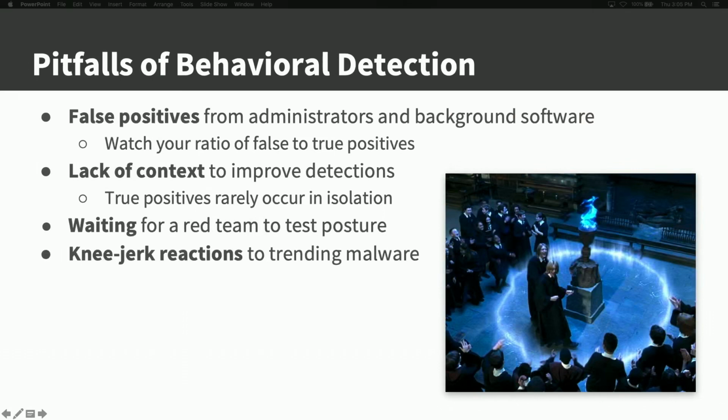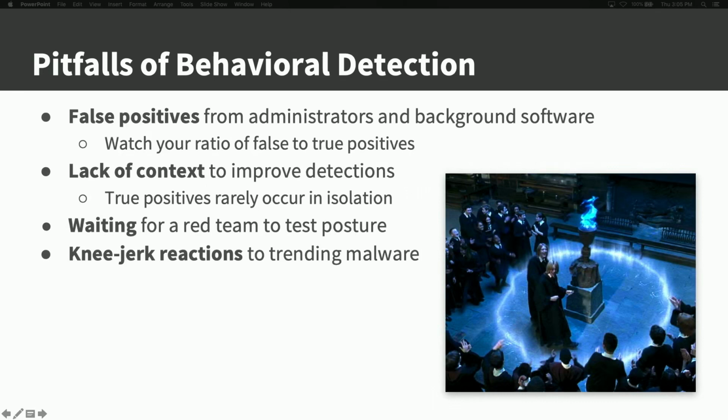But there are some things to avoid if you're trying to write your own detections and scale all this up. False positives are everywhere. Administrators, background software, especially things that are in your gold image, that's going to be on every machine. So you probably should have a good way to unique them and to keep your ratio of false positives to true positives low. And also, as you're seeing things, get that context: what was the process tree when this happened? What was the user running? Who else was on the box? Have those questions ready to go when you see anything.